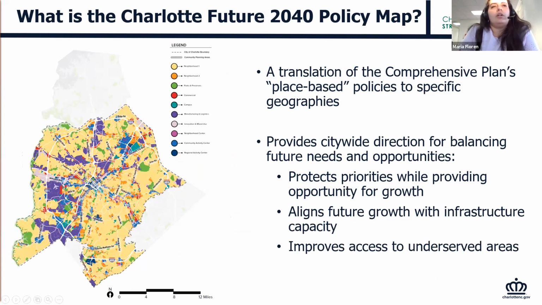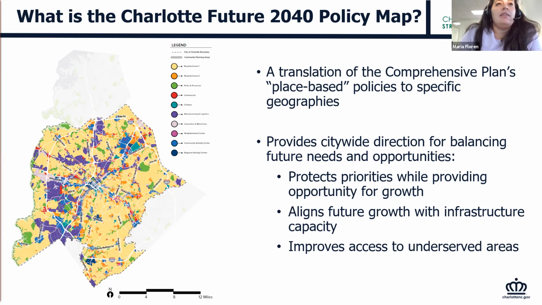So moving on to the Charlotte Future 2040 policy map. This is a companion to the Charlotte Future 2040 comprehensive plan, and it'll translate the plan's place-based policies to specific geographies in the community. Place-based policies are those that provide guidance for where and how development should occur. For example, the plan recommends providing higher density housing along major thoroughfares and transit lines, so we align future density with our transportation infrastructure. This mapping effort will identify where there are opportunities to realize that goal throughout the community.